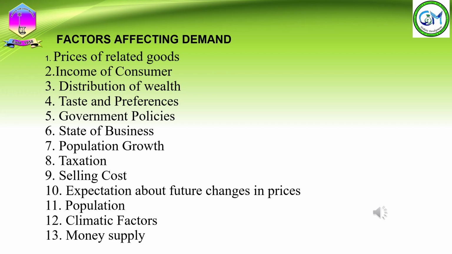Next one is population growth. The growth of a population is also another important determinant to influence the demand of a commodity. An increase in the population leads to an increase in the demand for all types of goods, whereas a decrease in population means less demand for such commodities.